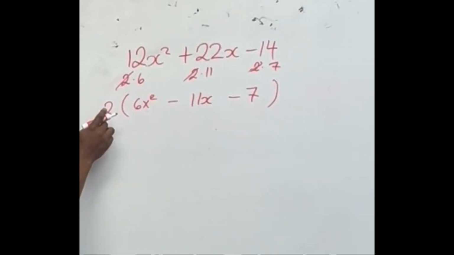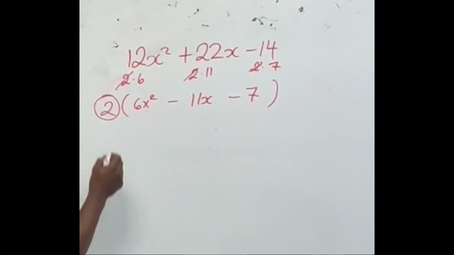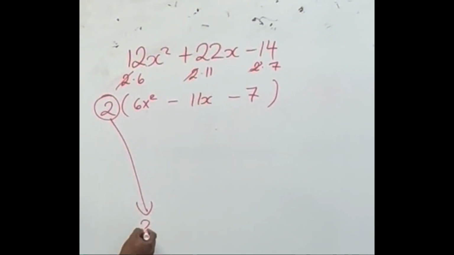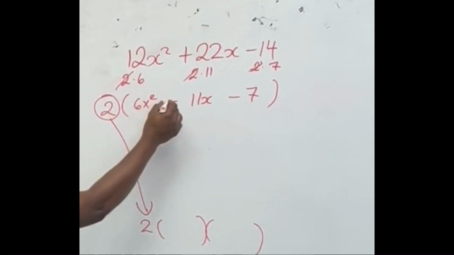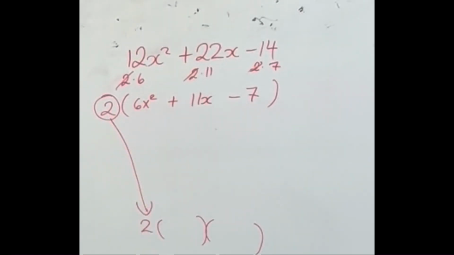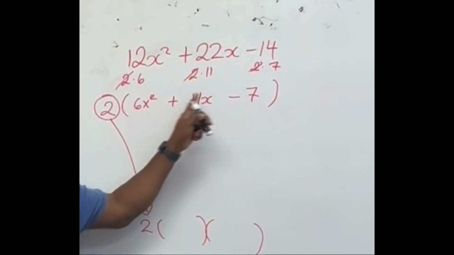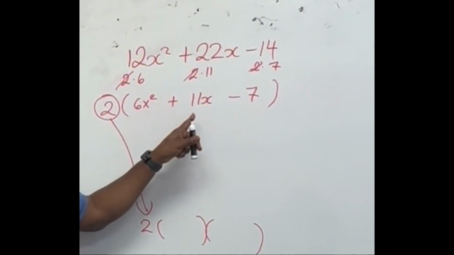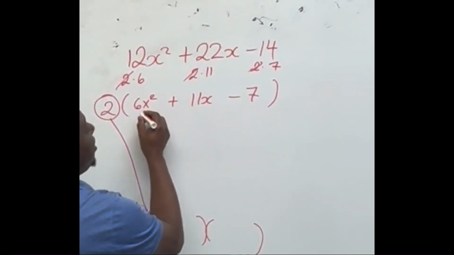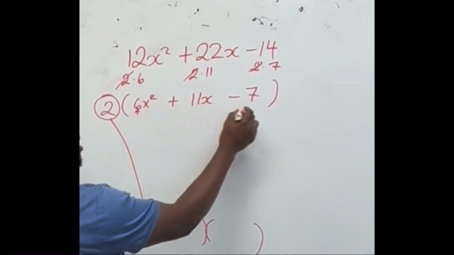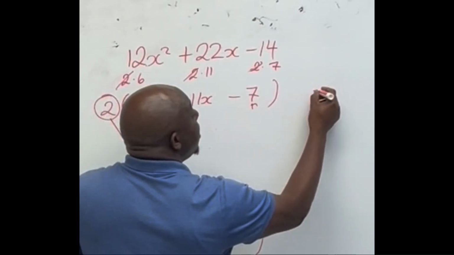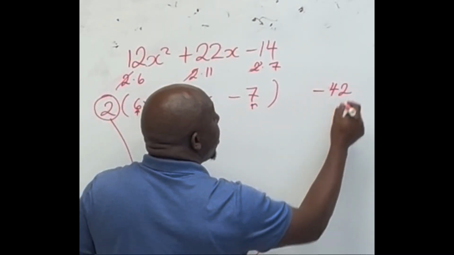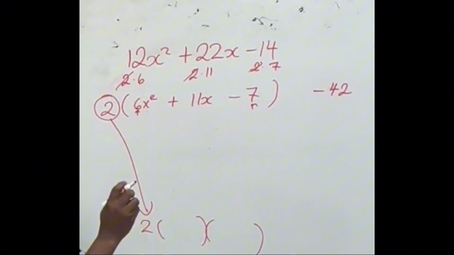What did I tell us to do any time you have this? Drop it like it's hot. Is it a positive 11? Yes, thank you. Plus 11x. Now, factors of AC, because when your A is 1, factors of AC add up to B. So your AC in this case is 6 times negative 7, negative 42.